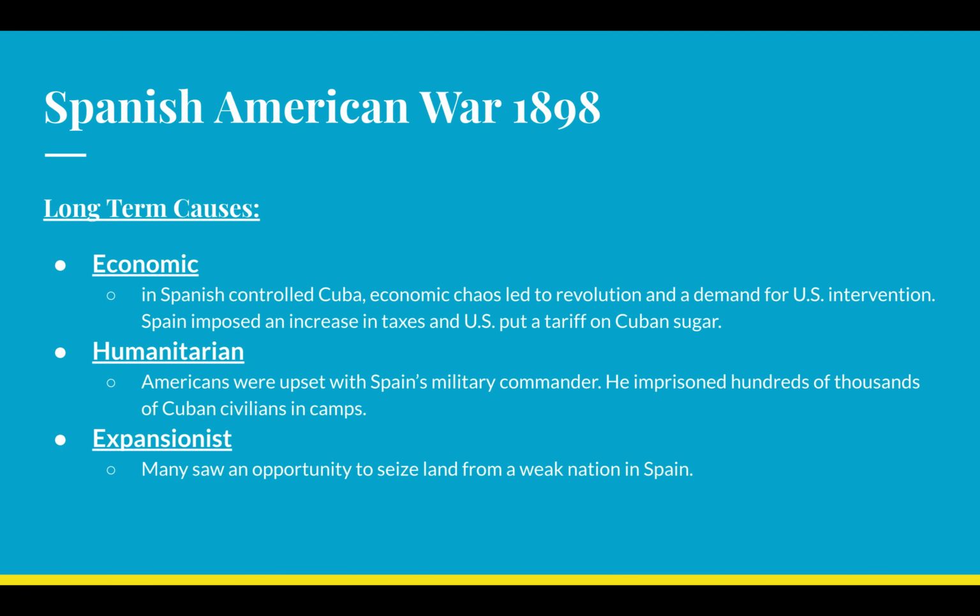One of the first big conflicts that we have during the late 1800s that can be correlated to imperialism is the Spanish-American War. At this time, the United States is becoming a world power. It is not the top dog, but it's getting close. Our issue with Spain is going to be long-standing, and we're going to have our immediate causes as well. You see here the economic, humanitarian, and expansionist.